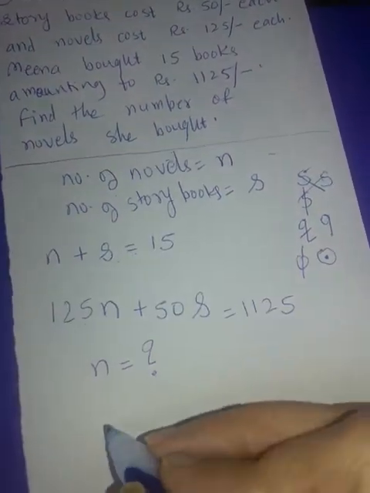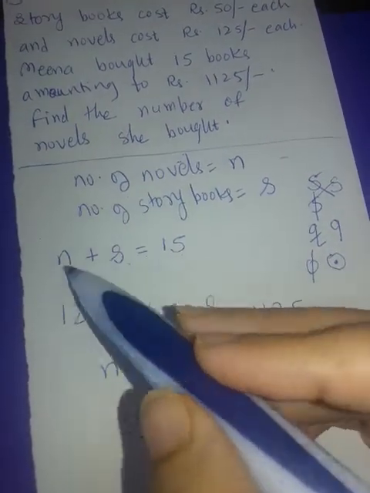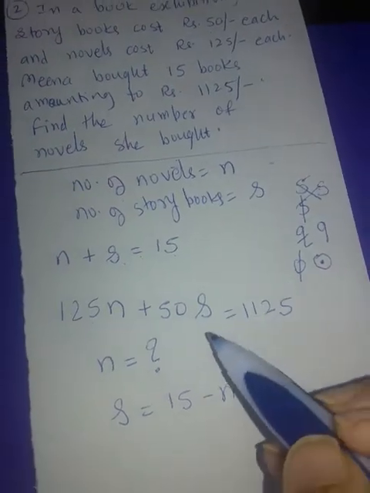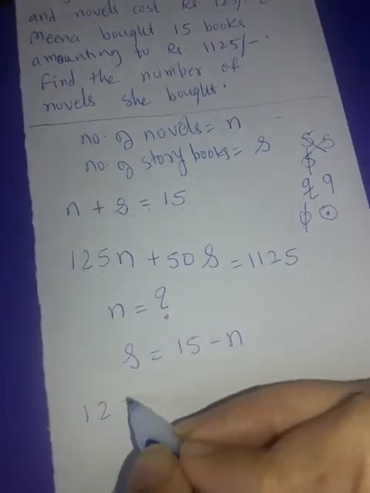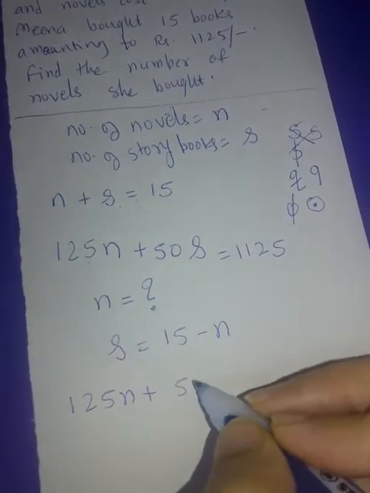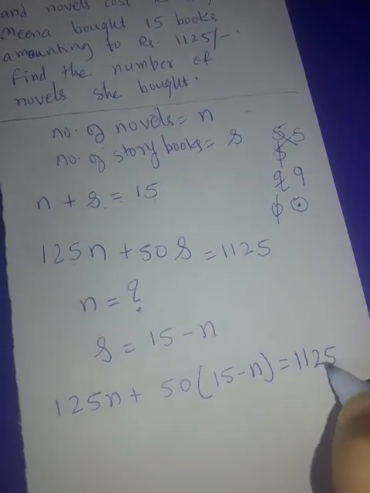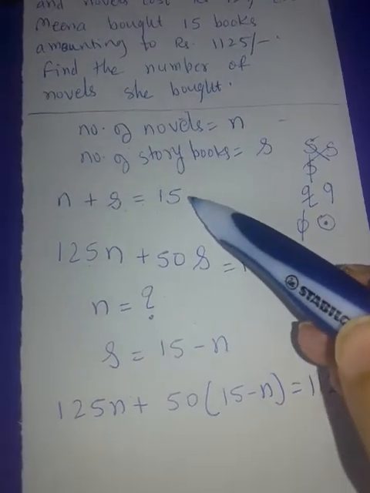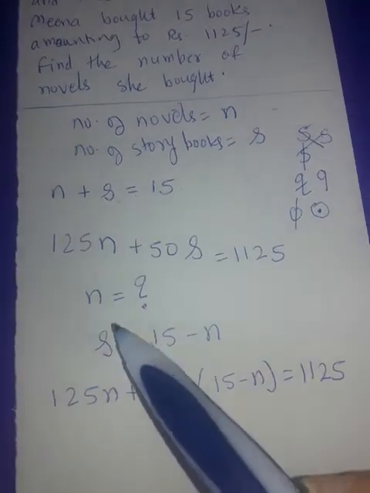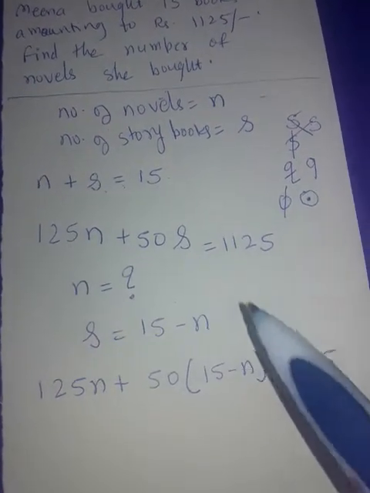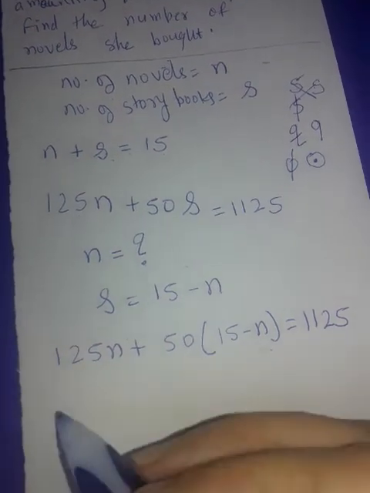Here, from here, what do we get? S is equal to 15 minus N. From this equation we get S is equal to 15 minus N. So we will substitute this value of S in this equation. Got my point? From equation 1, S is equal to 15 minus N, and I substitute this value of S in equation 2 because I want N. So I am substituting S with 15 minus N.